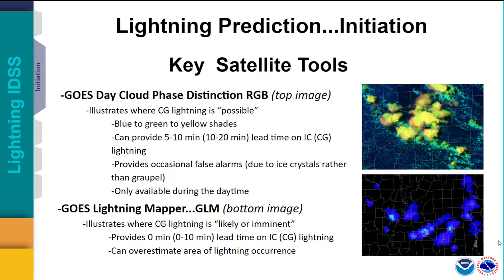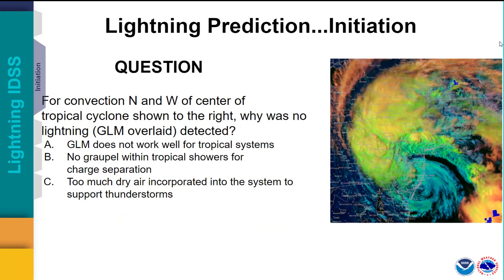The GLM is a total lightning detector. It does not discriminate between in-cloud and cloud-to-ground lightning. It's simply a light detector, so it can overestimate the extent of lightning, such as where the light reflects off distant low clouds where lightning is not occurring. Try this question. Which is the correct answer?